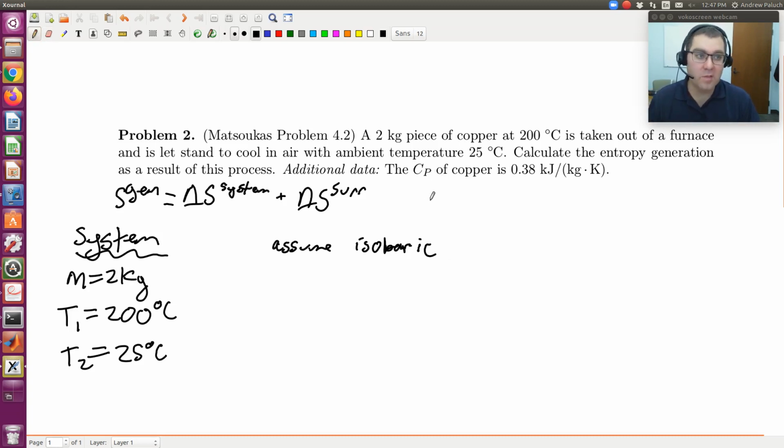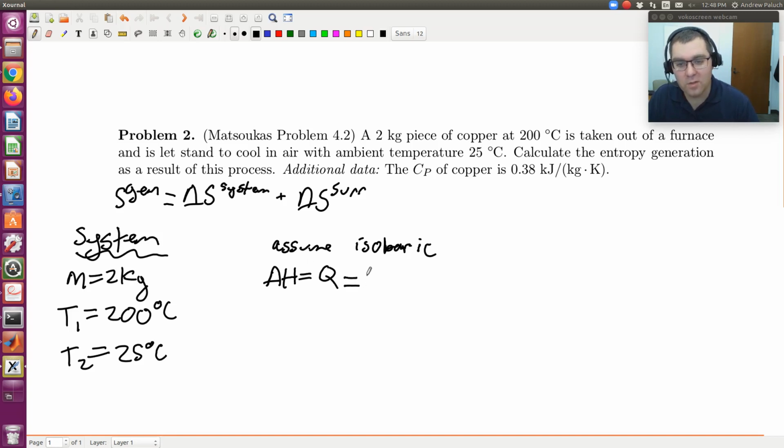Typically for a solid, we assume that solids are incompressible, so isobaric and isochoric will virtually be one and the same. I'll assume that my system is isobaric, that the pressure of the copper is going to remain constant. Again, I could have assumed isochoric. The difference should be negligible for our solid here. For an isobaric process, my first law balance reduces to delta H is equal to Q. If it was isochoric, it would be delta U is equal to Q.